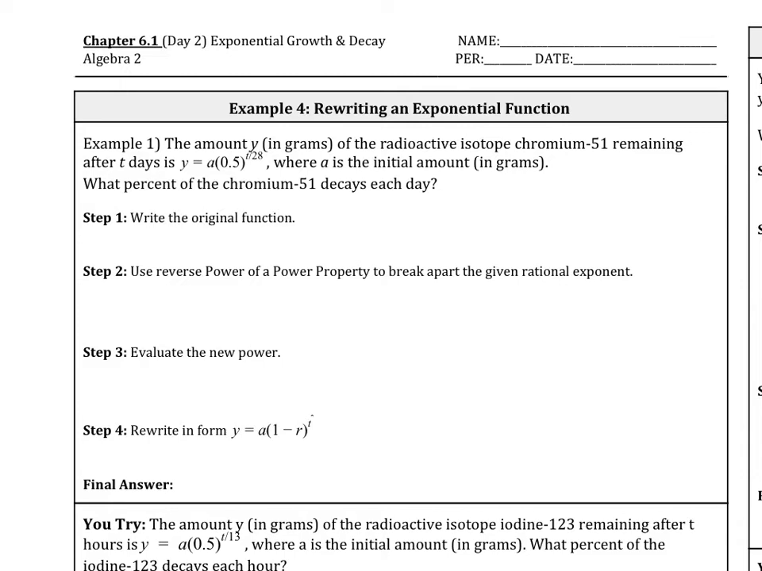The amount y in grams of the radioactive isotope chromium-51 remaining after t days is y equals a times 0.5 raised to the t over 28, where a is the initial amount in grams. What percent of the chromium-51 decays each day? So we know it's decaying, so we're looking at y equals a times 1 minus r raised to the t.